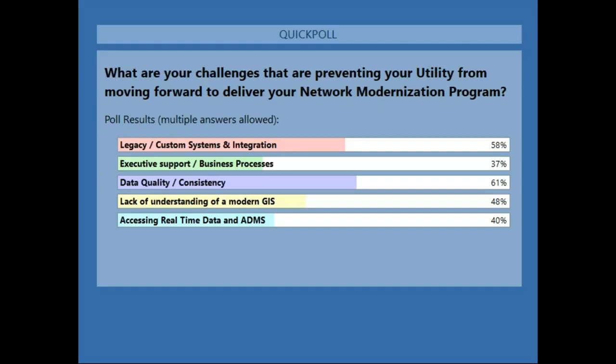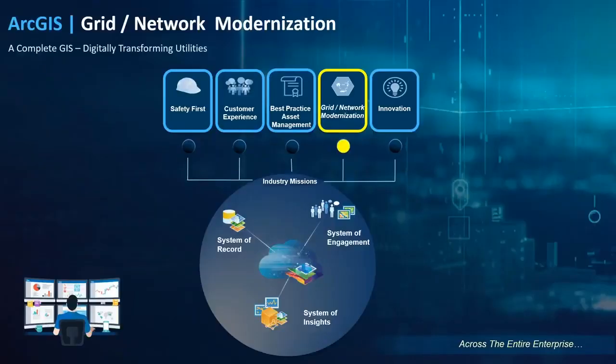Executive support is something that all utilities need to work for. We need to change our business processes, right? We need to align better with what our modern strategies are going to be. But I think the key one here is a lack of understanding of what a modern GIS is, and then how do we actually bring all this real-time data and ADMS together? That's where we really need to start looking at how we can message and help people understand the capability of a modern GIS. So with that, let's move on and start the conversation about what a modern GIS is, and how we apply this to our grid or network modernization?